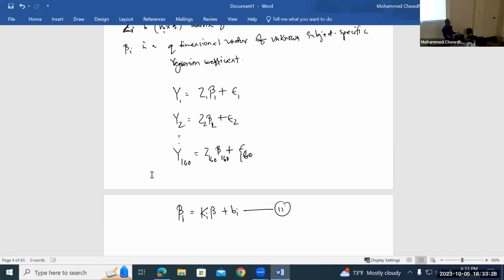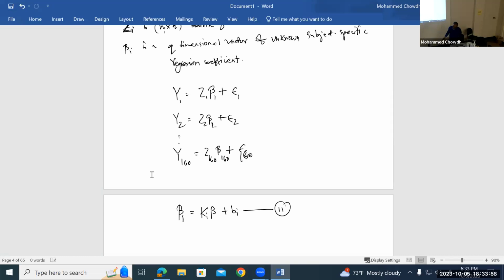Do you understand their rationality? As I said, fit only for the first school, only for the second school, only for the third school, and only for the 160th school. Beta 1, beta 2, beta 160 will be different, right? So this is the idea. They said, well, now let us model these betas that way.